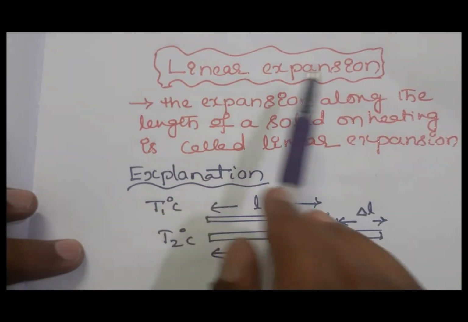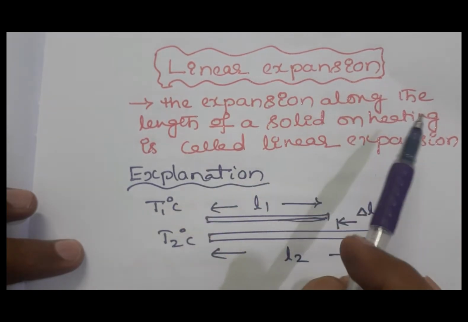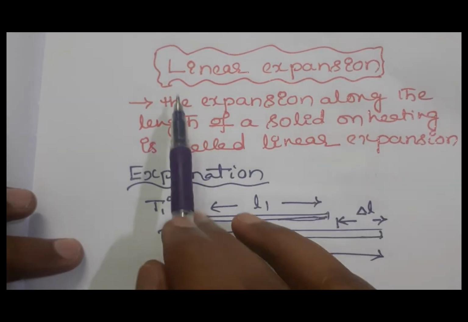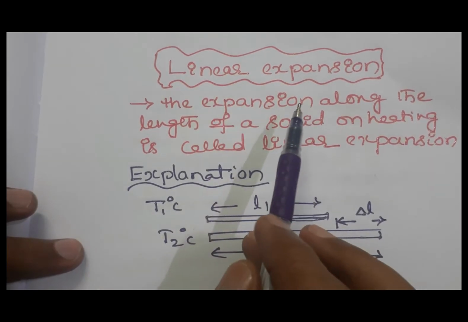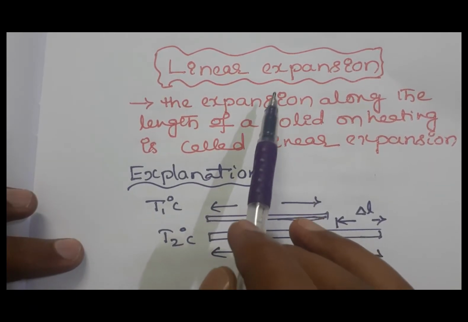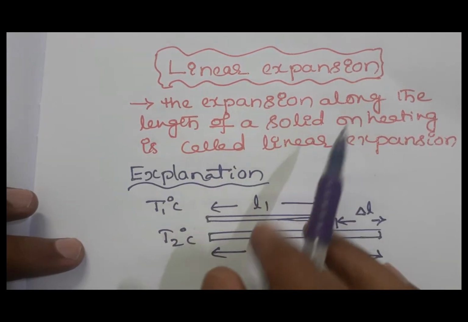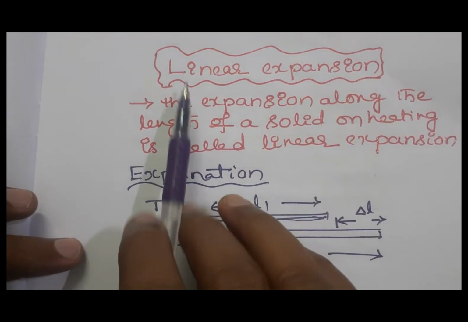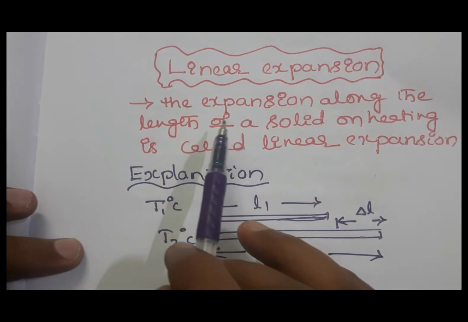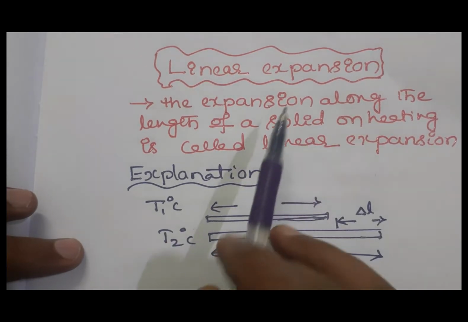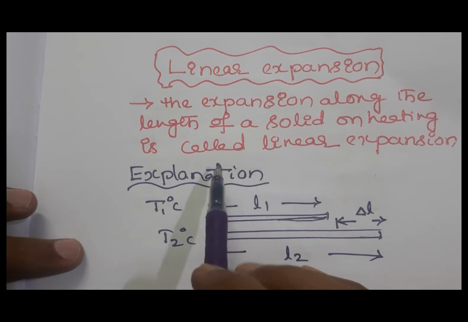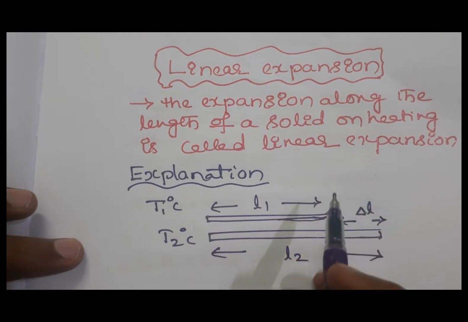In thermal properties of matter, what about linear expansion? In the previous videos we explained what is thermal expansion and types of thermal expansion. One of them is linear expansion. So linear means along the length. So expansion along the length of a body on increasing temperature, on heating the body, is called linear expansion.